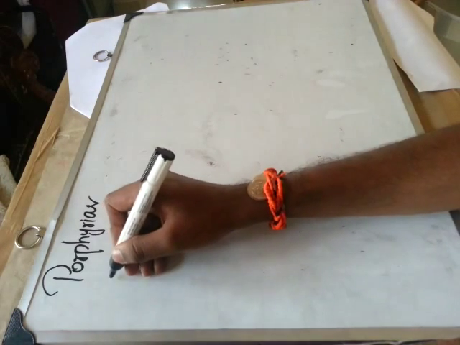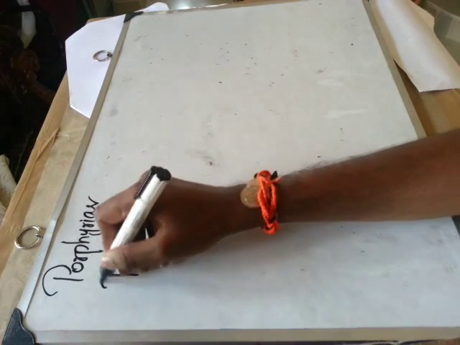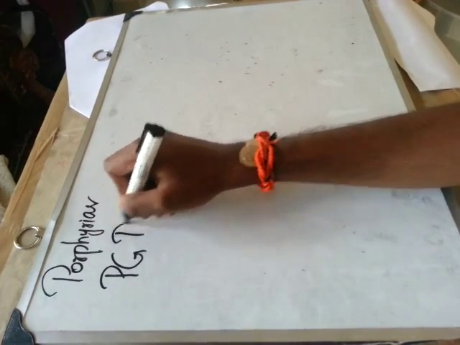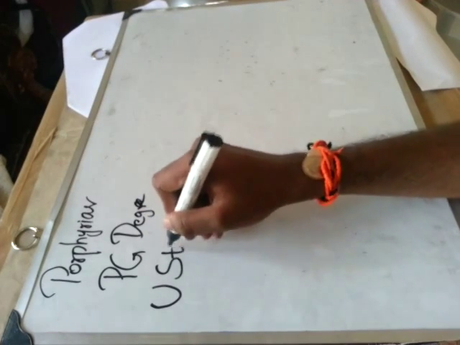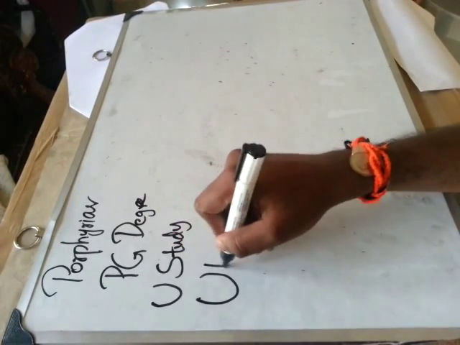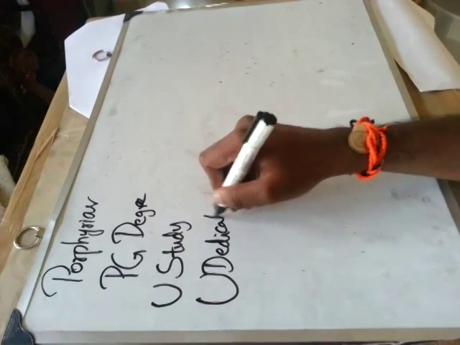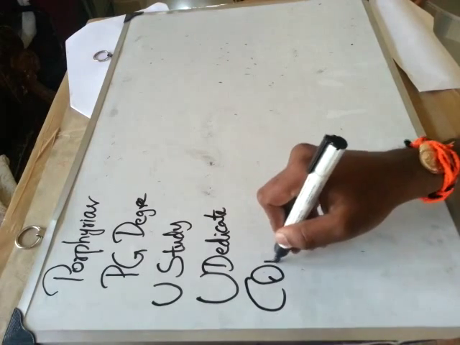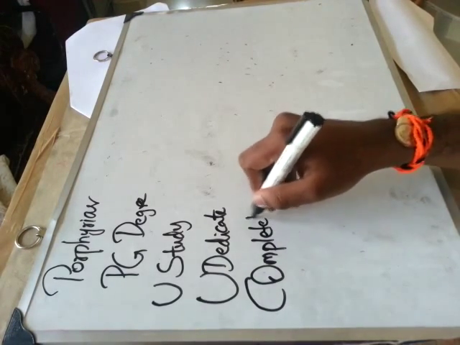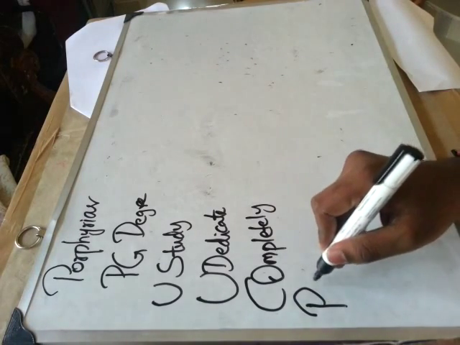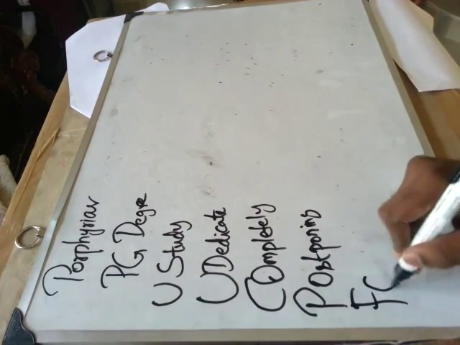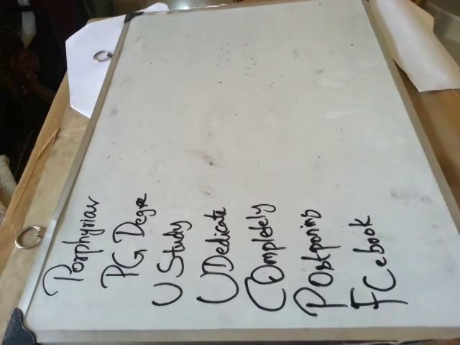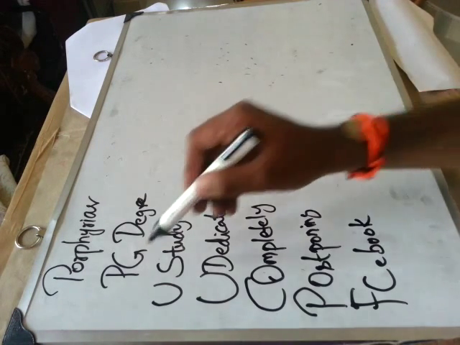So first, you are all PG aspirants, and to get a PG degree, what do you do? You study. You dedicate completely, which is what everybody is doing, and most of the people postpone, postponing Facebook. So, a funny mnemonic: to get a PG degree, you study, you dedicate completely, postponing Facebook. Remember the first two letters.